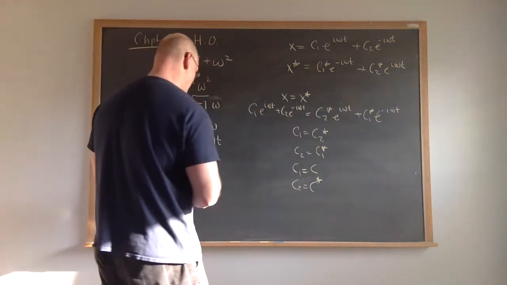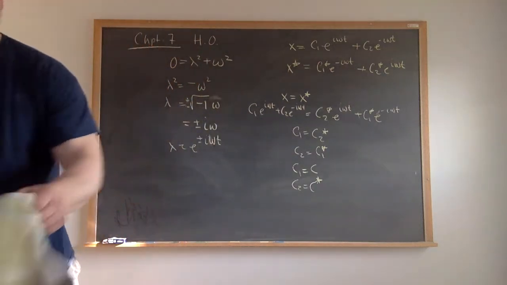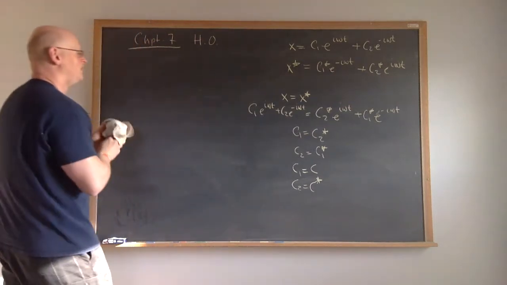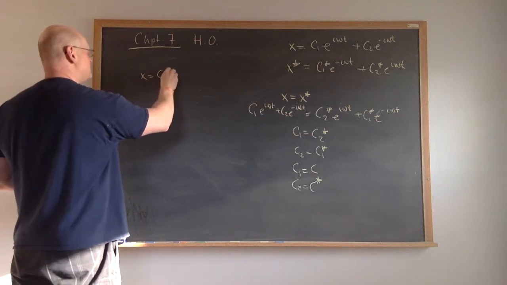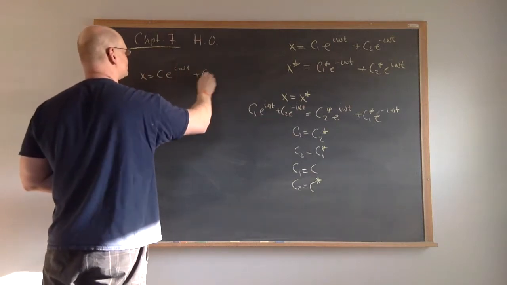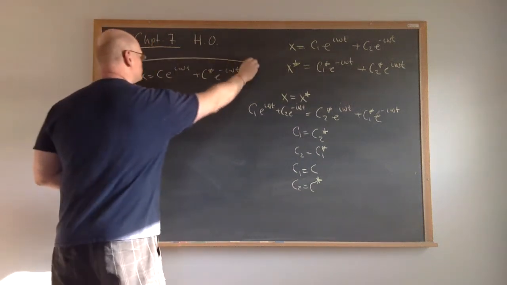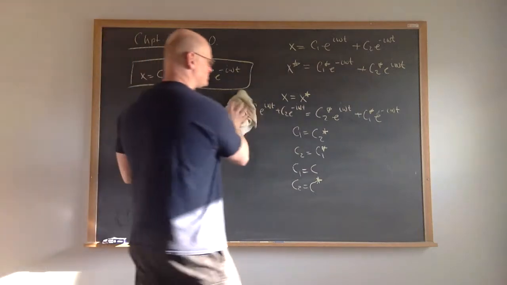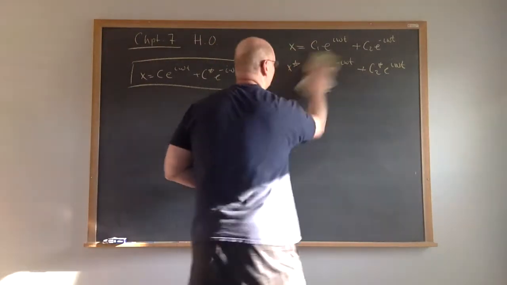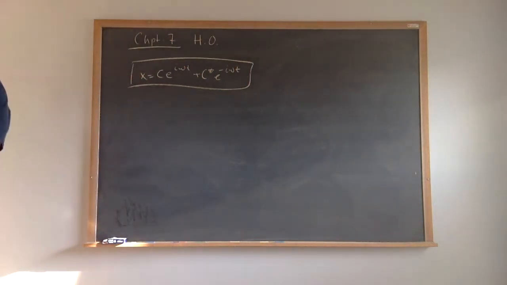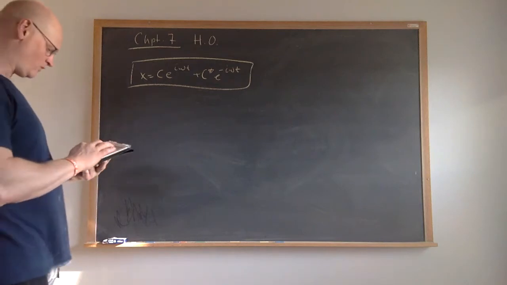So putting that together, what that means is that we can write our solution to this second order differential equation as x equals c e to the i omega t plus c star e to the minus i omega t. So this is our general solution. This is one way we can write the general solution of our Hooke's law, i.e. of our simple harmonic oscillation.